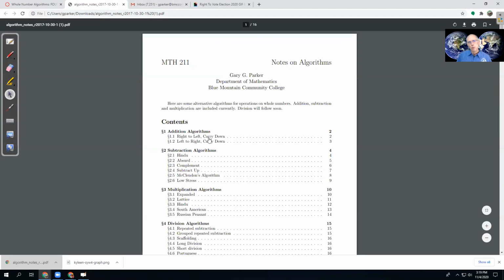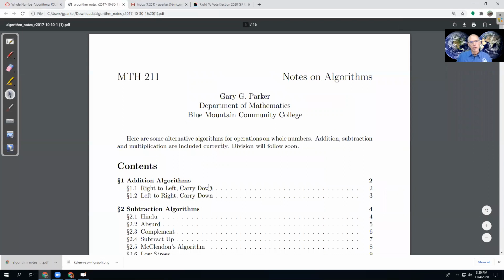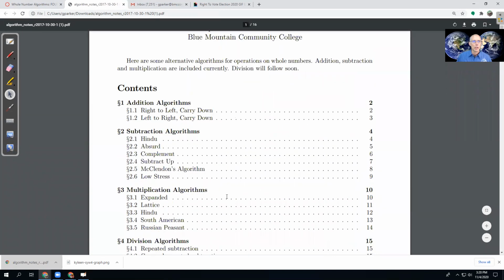And I just typed up some notes on other algorithms. So I have a right to left, let's blow that up a little bit, right to left carry down, left to right carry down. We've got for addition, and then for subtraction, we've got Hindu. I haven't talked about absurd, but I will today. We the complement. I didn't talk about subtract up, and I'm not going to, but feel free to read about it here. McClendon's algorithm is a weird way to subtract. I'm not going to go over, but feel free to read about it. Low stress is wicked cool. I will talk about that one today.